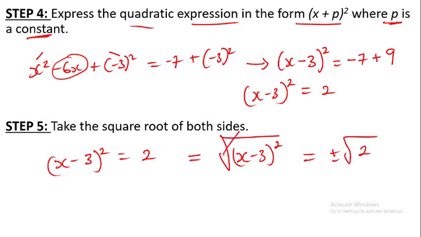Okay, and this will cancel this. Remember that the square root of any number raised to power 2 is the same number. If this eliminates this, then we have x − 3 equal to plus or minus the square root of 2. Okay, let's take the last step, which says solve for x. x − 3 is equal to plus or minus the square root of 2.